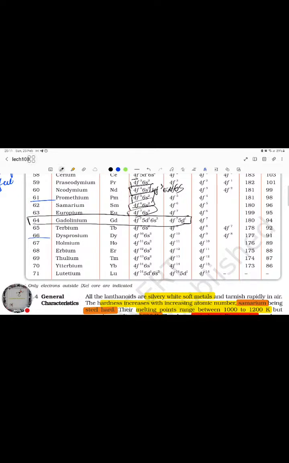The rest of all will never have a d electron, and gadolinium and lutetium.